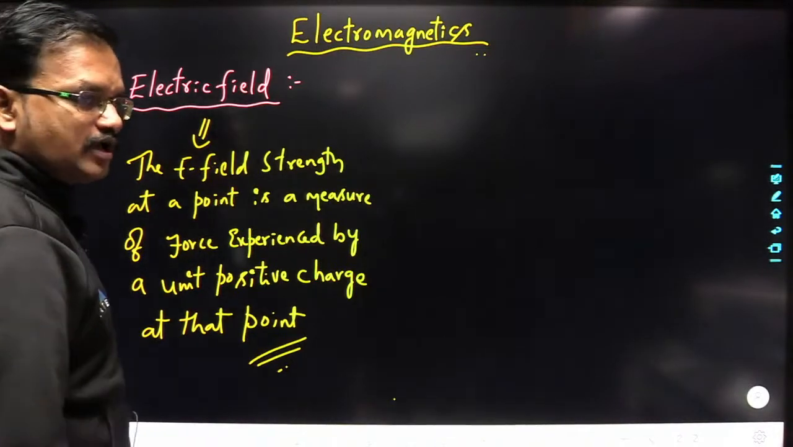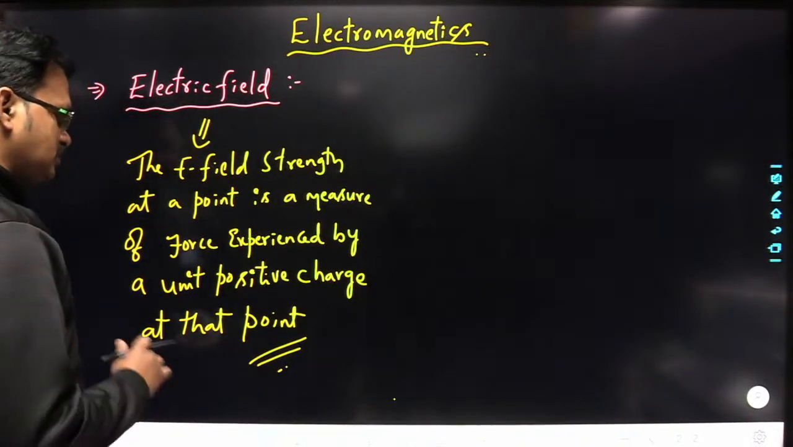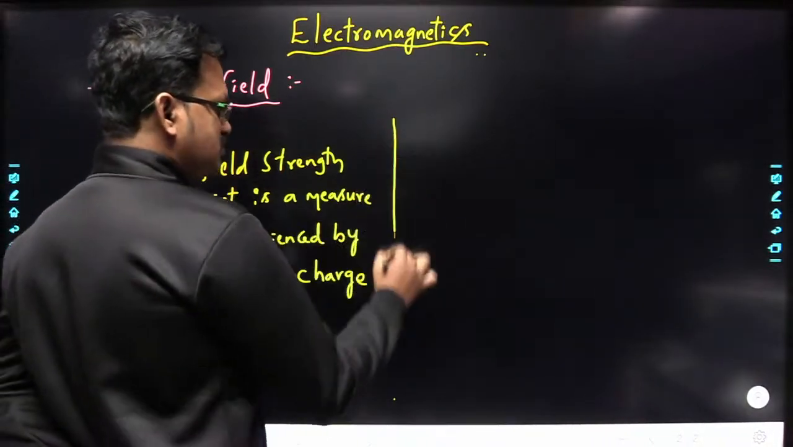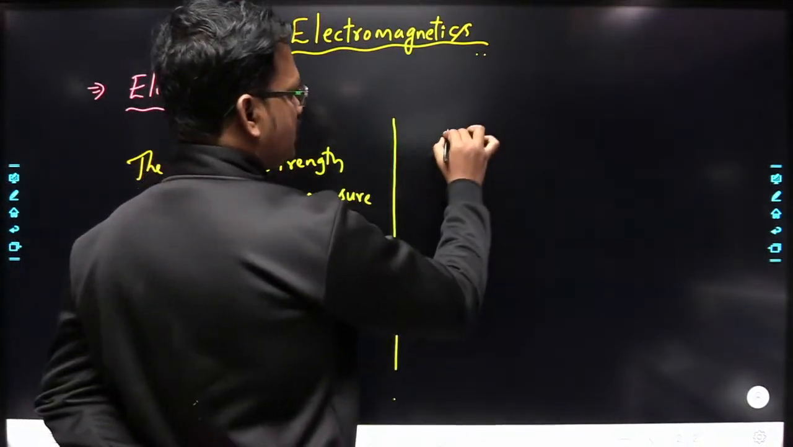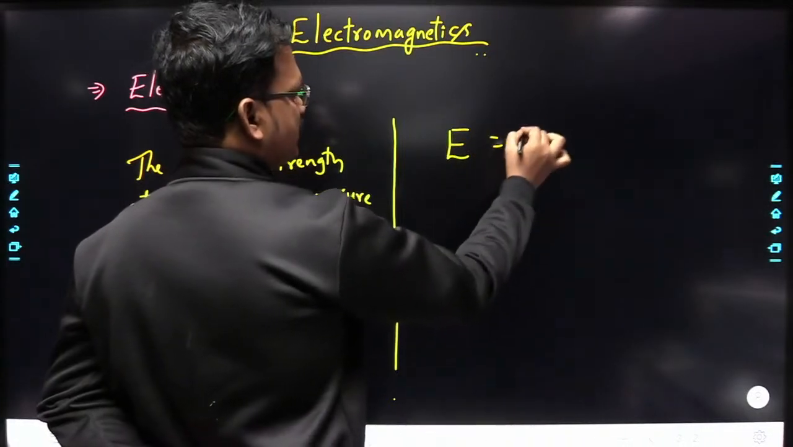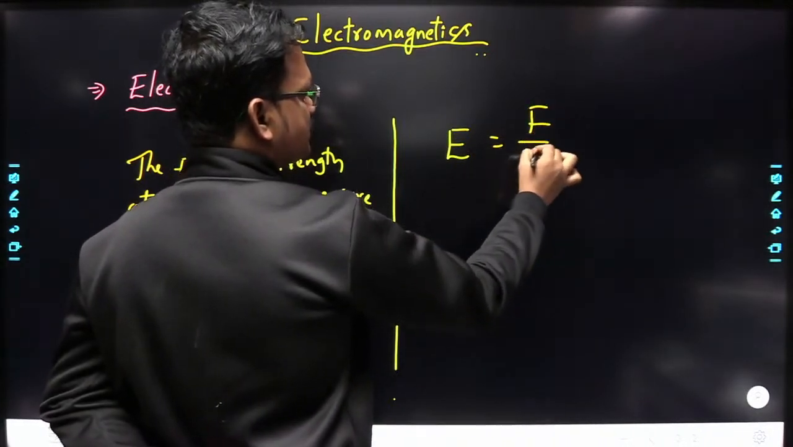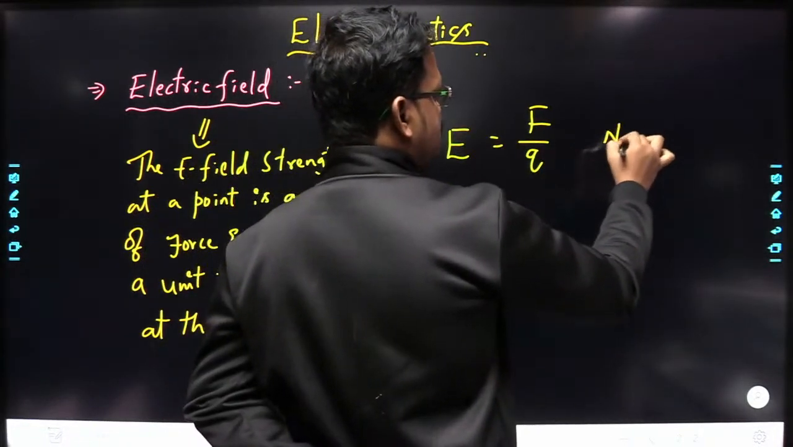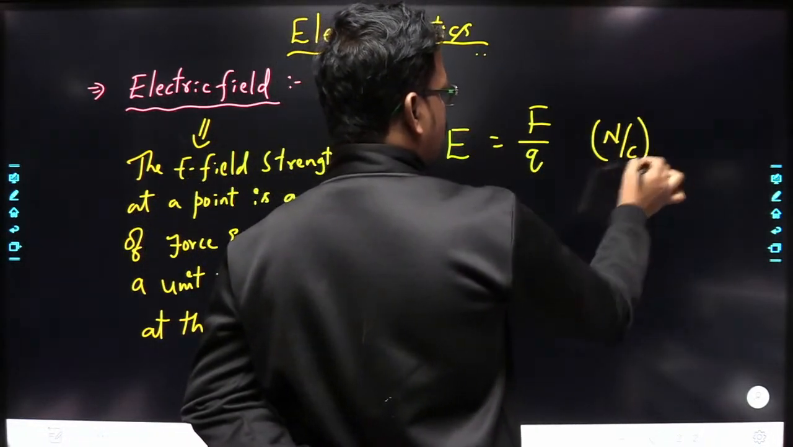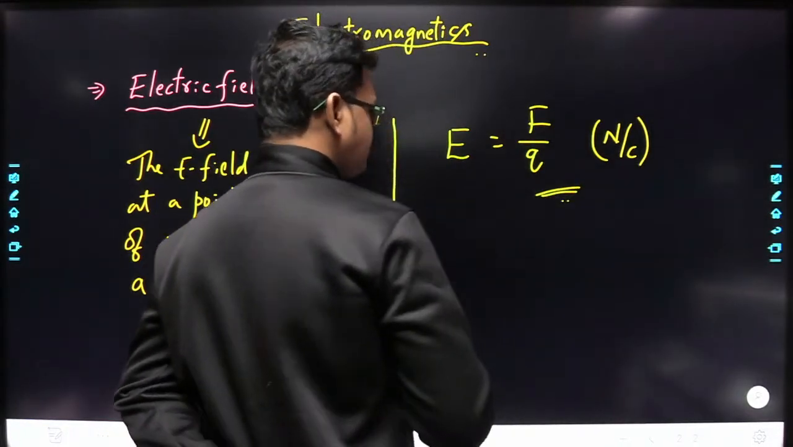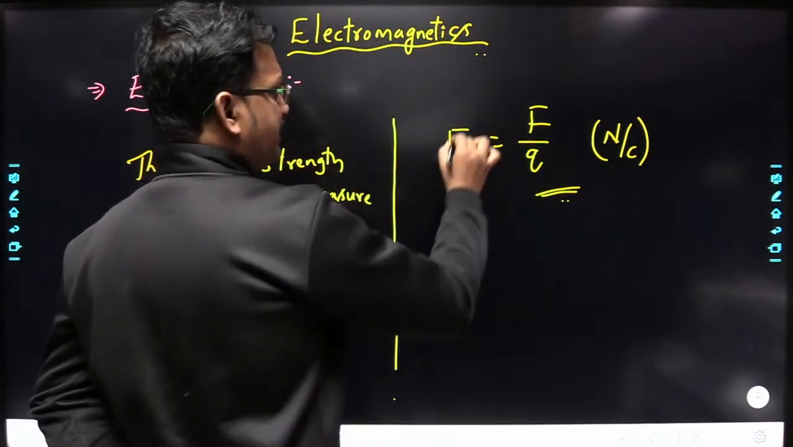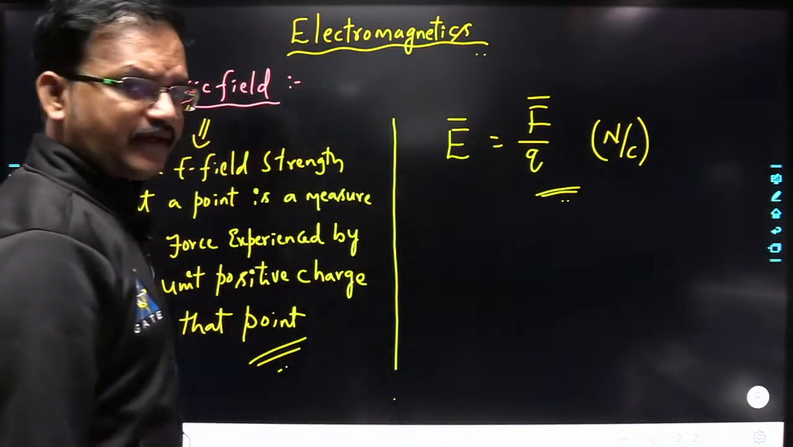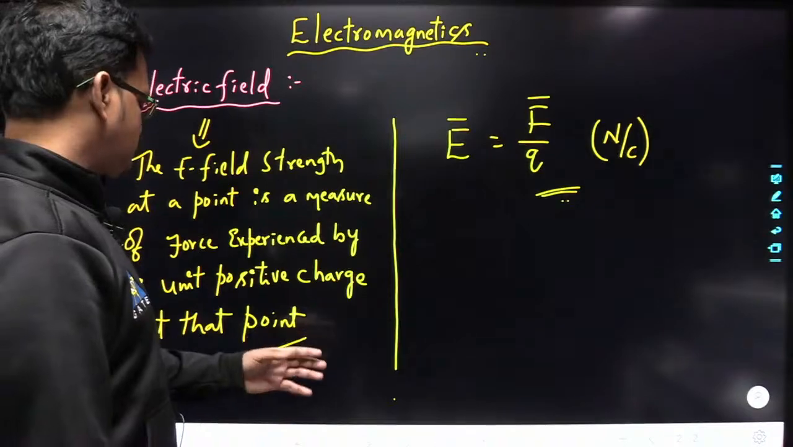So the force experienced per unit charge is called the electric field. It is going to give you the electric field strength at that point. In general, we can represent electric field as the force experienced per unit charge, and hence its units are Newton per Coulomb. The direction of electric field and the direction of force are both going to be in the same direction, right?